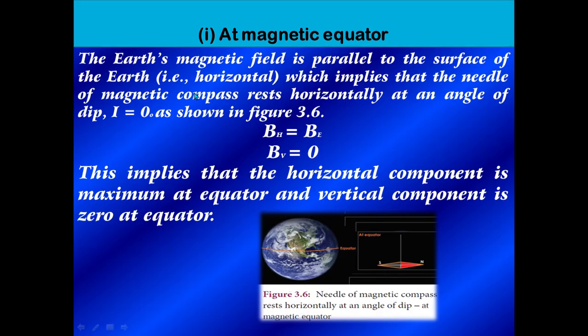The next, at magnetic equator, the Earth's magnetic field is parallel to the surface of the earth, that is horizontal, which implies that the needle of magnetic compass rests horizontally at an angle of dip I = 0, as shown in the figure. BH = BE. BH means horizontal component of Earth's magnetic field. BE means net magnetic field.